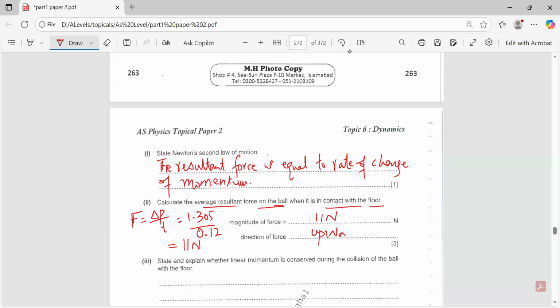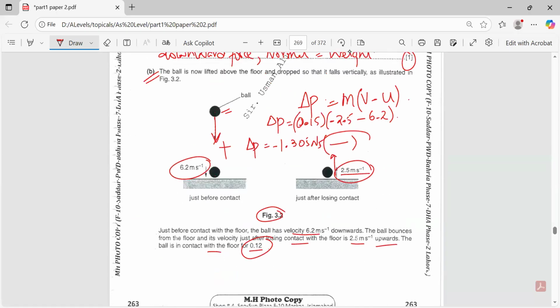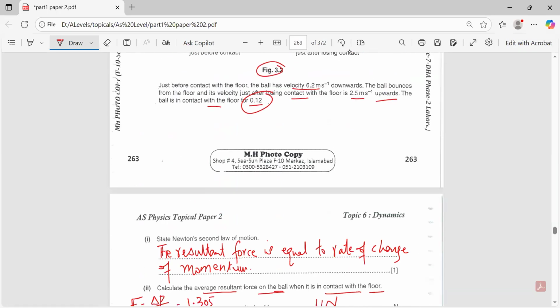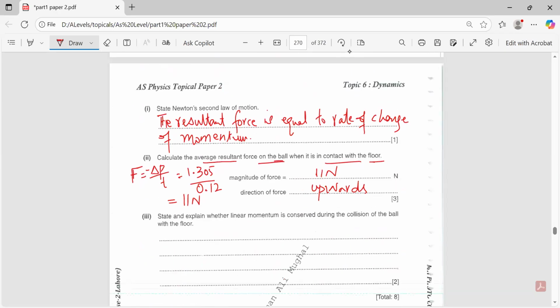Why is the direction going to be upwards? Because we have taken the upward motion as negative. So our force appearing was what? The force that we calculated was also appearing as negative because the delta P was appearing as negative. So this is the reason the direction of force will be taken as upwards.